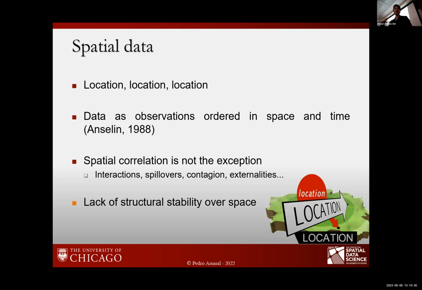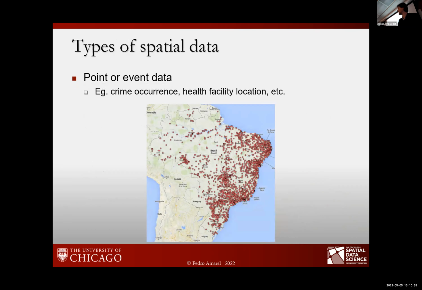So we need to be able to measure how these things work and how it affects what we're studying. There are many different types of spatial data. Today, what we'll see is point or event data for the examples that we'll have. But of course, you can have different types. For point data, you can have crime occurrence, you can have health facility locations. We'll see the example that we'll use from Dani's book is Airbnb locations.